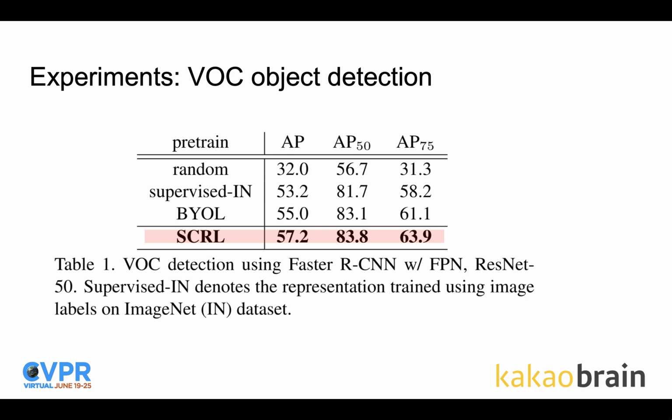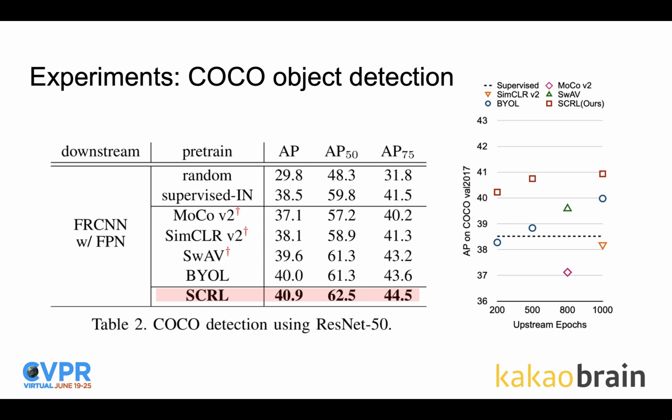In VOC detection, using a two-stage detector, the proposed method outperforms baselines by a large margin. The improvement in AP75 is larger than in AP50, which may imply that SCRL improves the precision of bounding box regression. Also, in the COCO detection task, SCRL outperforms the ImageNet supervised baseline and all the other self-supervised methods. Surprisingly, SCRL performs the best even when trained only for 200 epochs, 20% of the total training schedule.